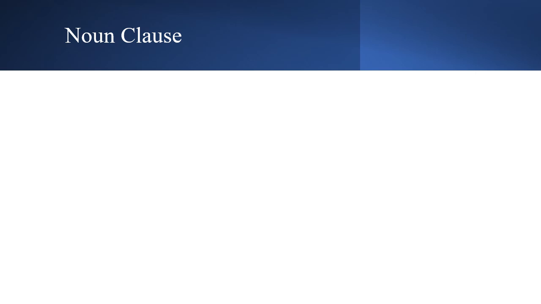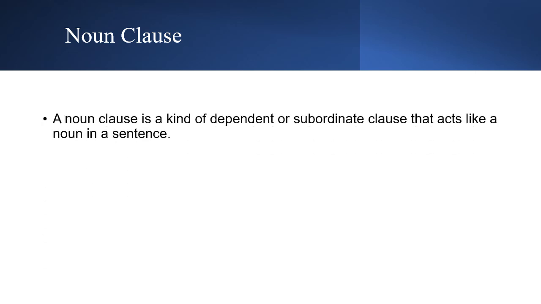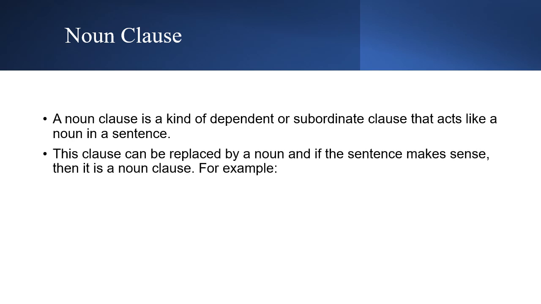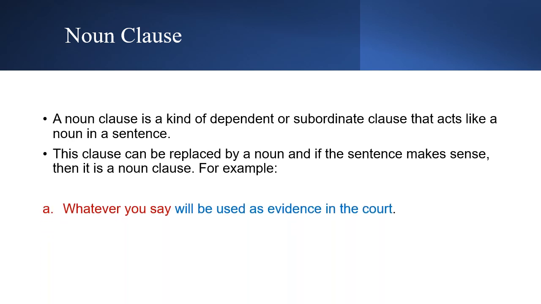Noun clause. Now the noun clause would be a clause which acts like a noun. A noun clause is a kind of dependent or subordinate clause that acts like a noun in a sentence. If it is one word, then it's a noun, but if the whole sentence acts like a noun, it would be a noun clause. This clause can be replaced by a noun; if the sentence still makes sense, then it is a noun clause. That's very, very important to understand.